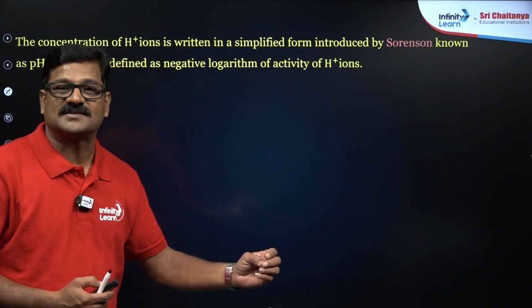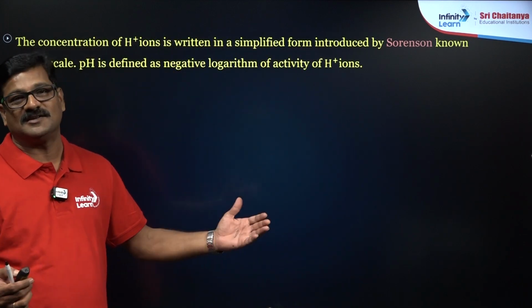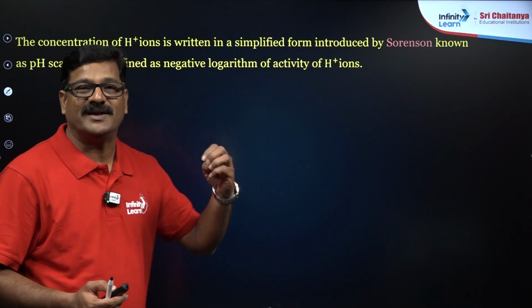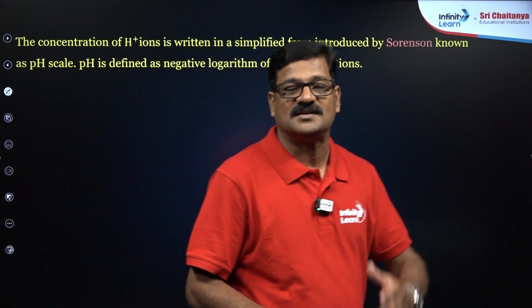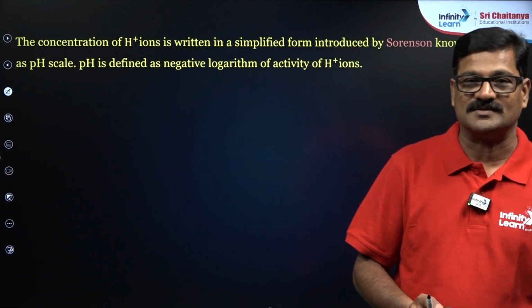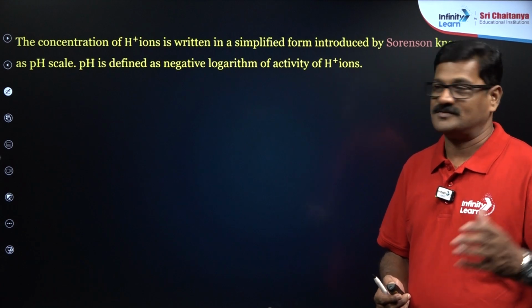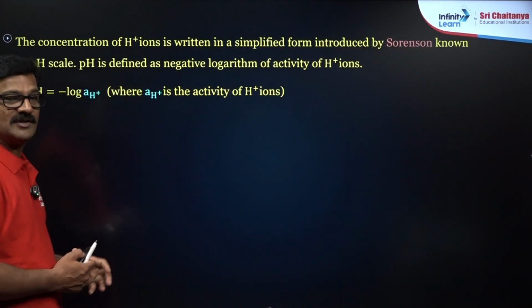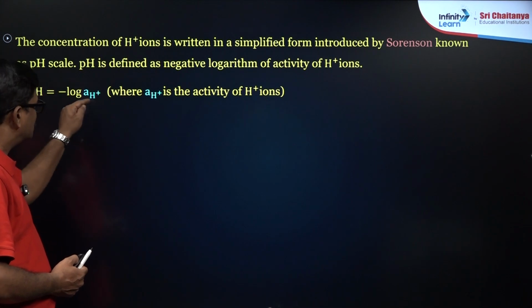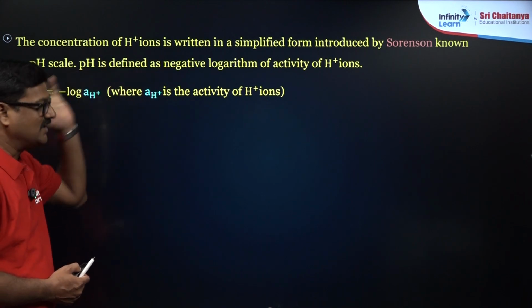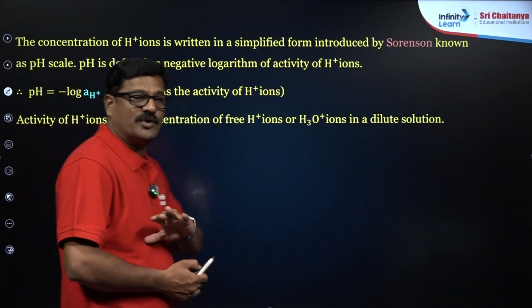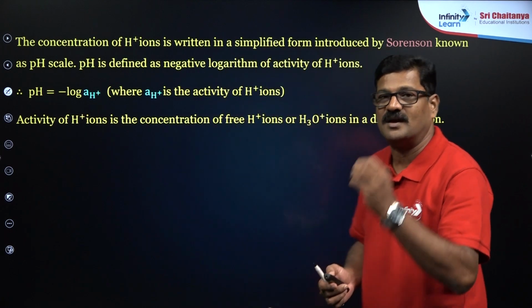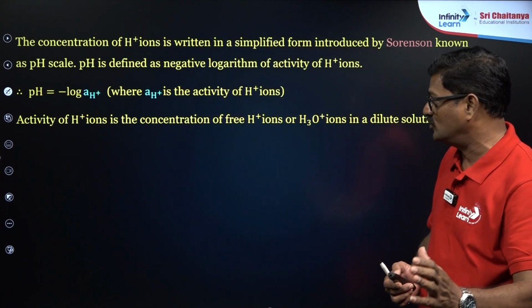This pH scale was given by Sorensen. It is nothing but the negative logarithm to the base 10 of the H plus ion concentration, that is the hydronium ion concentration, and pH is equal to the negative logarithm to the base 10 of the H plus ion activity. And this scale is for free H plus ions. How many are there in the aqueous solutions?